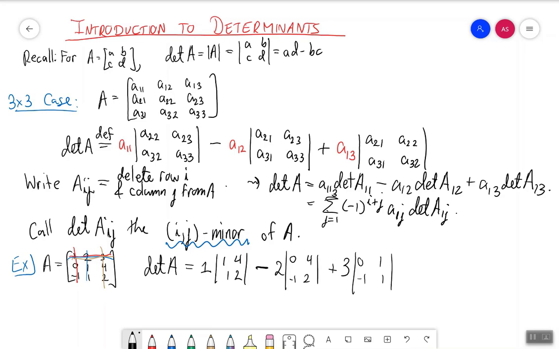Then calculating these, we get 1 times 2 minus 4. This is using our formula for 2 by 2 matrices. Minus 2 times 0 plus 4, plus 3 times 0 plus 1, which is equal to minus 2 minus 8 plus 3, which is negative 7.